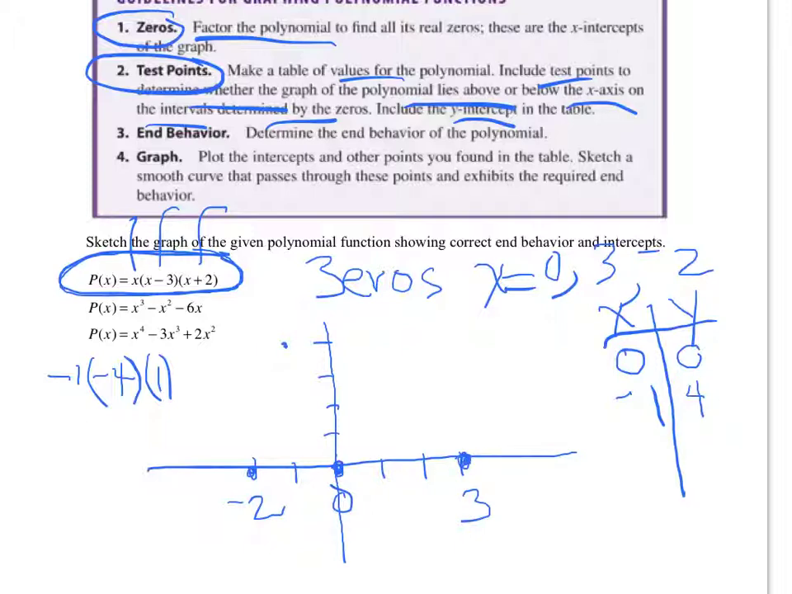I'm going to pick 1 because it's easy to calculate with 1. So our first factor, x, will be 1. Our next factor, 1 minus 3, is -2. Our next factor, 1 plus 2, is 3. So we get -6. So when x is 1, y is -6. So that means it's pretty low down here on the y-axis.